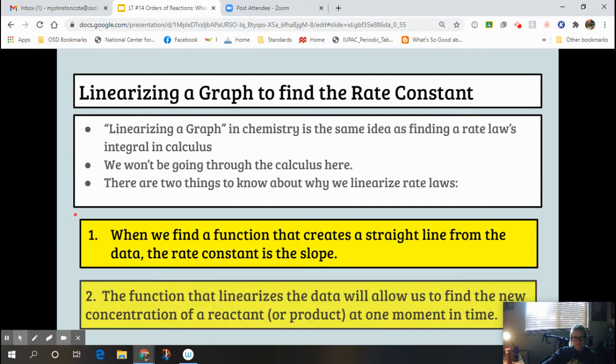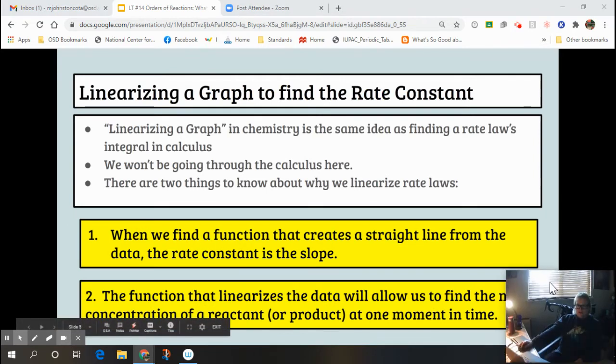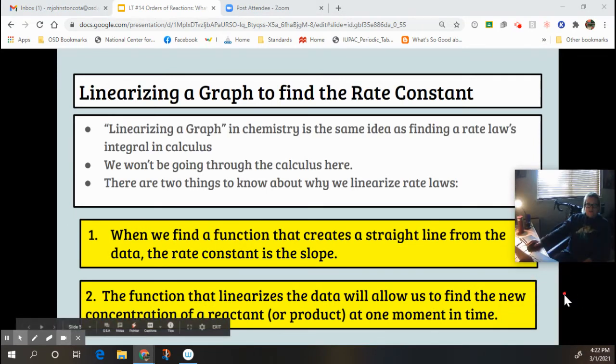And two, the function that linearizes the data allows us to find concentration versus time. Our rate law does not allow us to do that. And if I was to do a concentration versus time graph for a first order, second order, and so on and so forth, I wouldn't be able to get that as well. So what I can do is find a function that allows me to find a concentration at any moment in time.